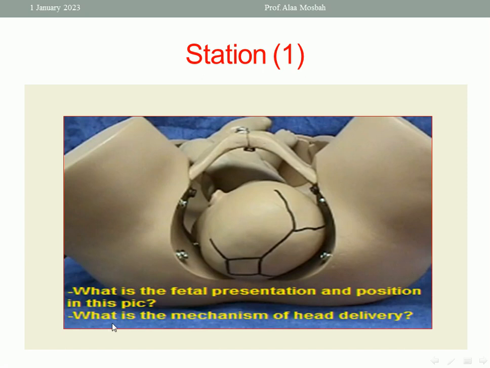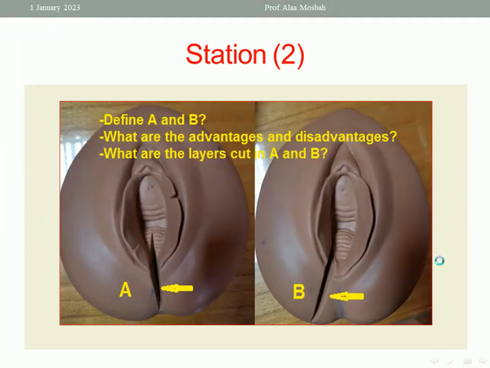Then the next question, what is the mechanism of head delivery? The head delivery in this case, in left occipital anterior, after rotation, its circle anterior becomes direct occipital anterior, then delivery will be in extension. The head is delivered in extension. Okay, so let us go to the next, station 2.